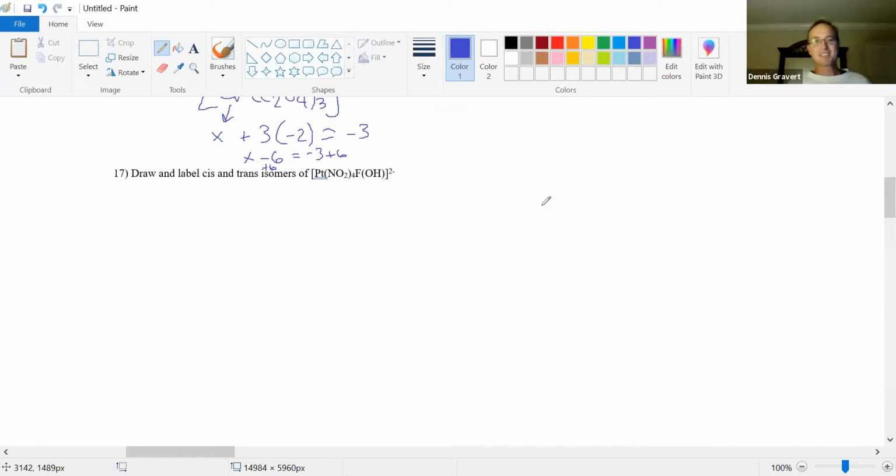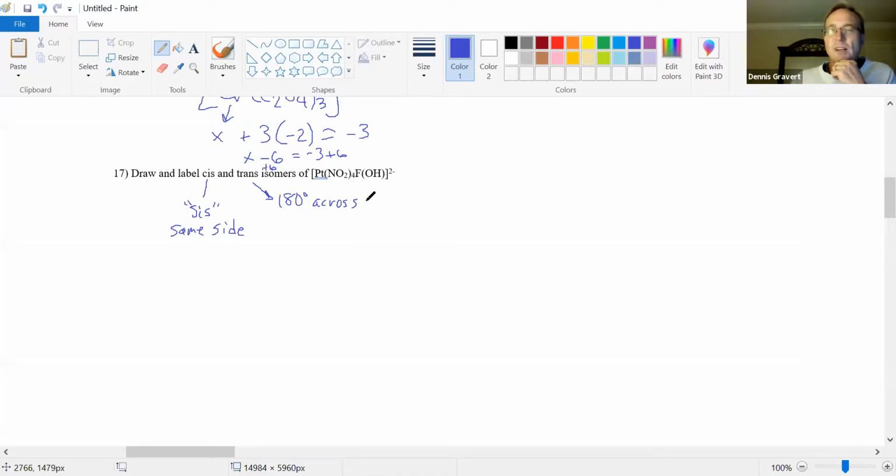Ooh, drawing. This shouldn't be so bad, right? Draw and label cis and trans isomers. Okay, so remember cis, put an S in there. It's a soft C. You can write it SIS, which reminds me they need to have groups on the same side. Trans, like transcontinental, they're 180 degrees across.